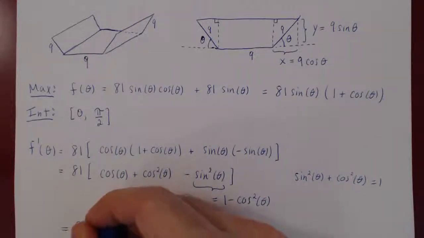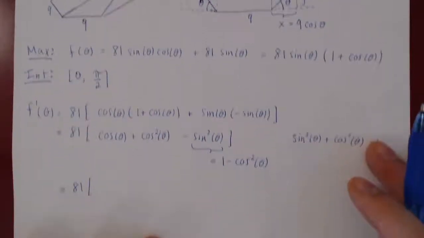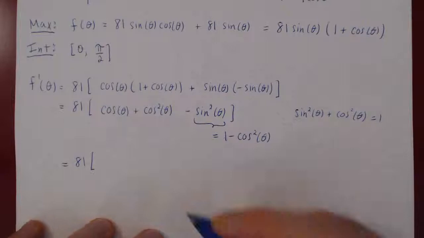This will be 81. And now let's see. We are negating this, so we'll have negative 1 positive cos squared, but we already have a cos squared, so we'll have cos squared plus cos squared, so 2 cosine squared.